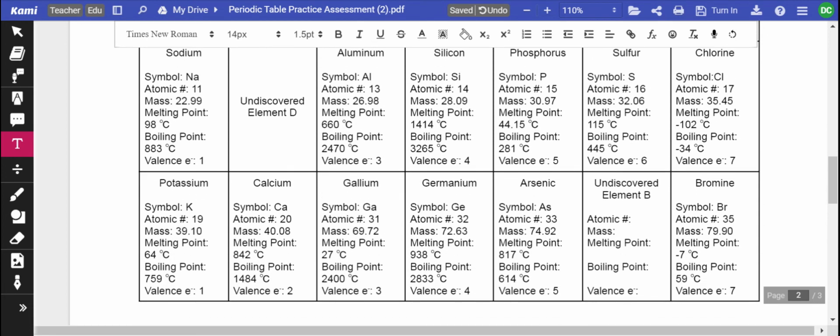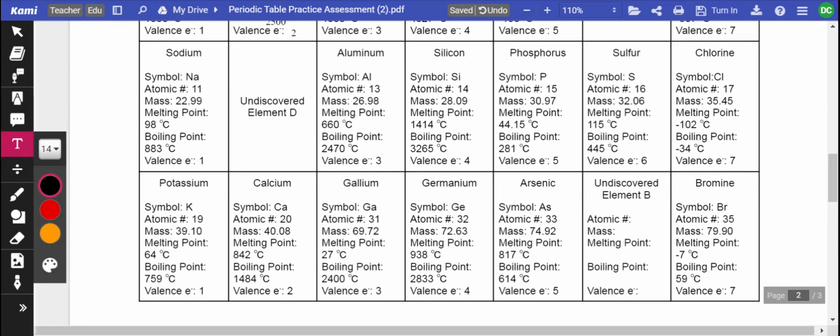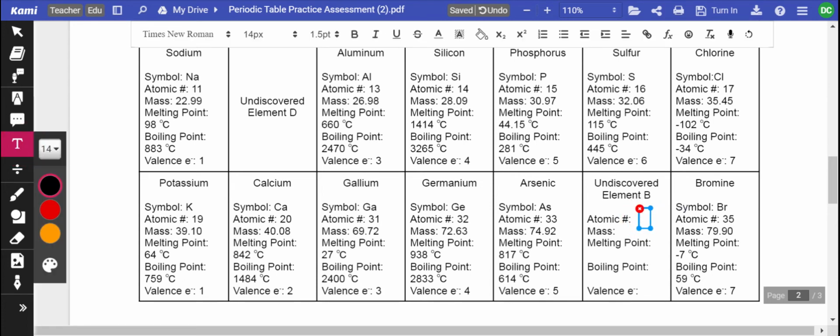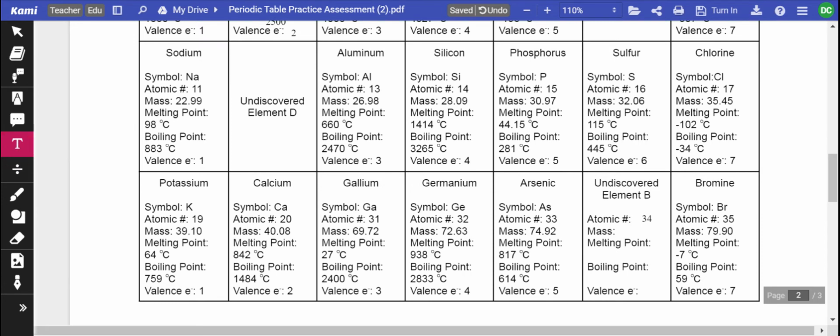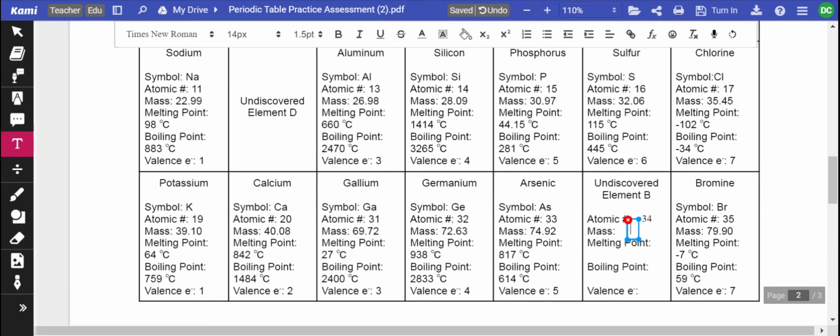For undiscovered element B, you would do the same thing. The atomic numbers between the neighbors, between 33 and 35, we would predict undiscovered element B has 34 protons, for an atomic number of 34. The mass is generally between 75 and 80, so a good estimate would be 77. If you were to put 76 or 78 or 77.5, all those would be fine as well, because they're generally in the middle.